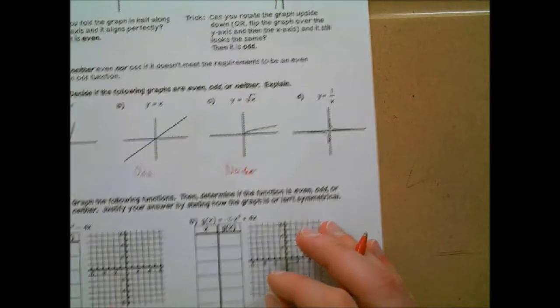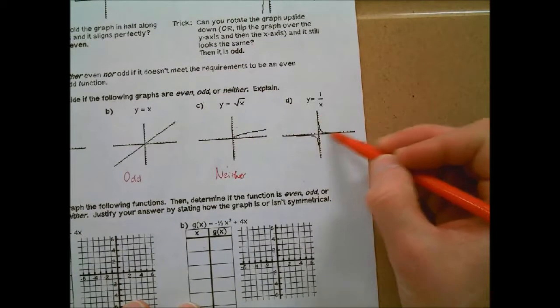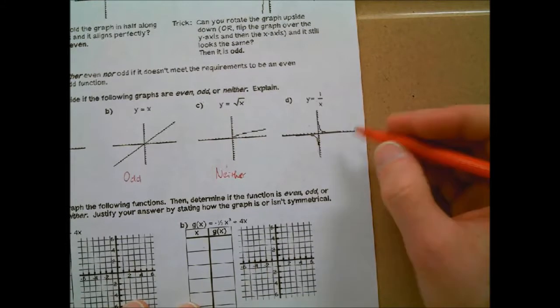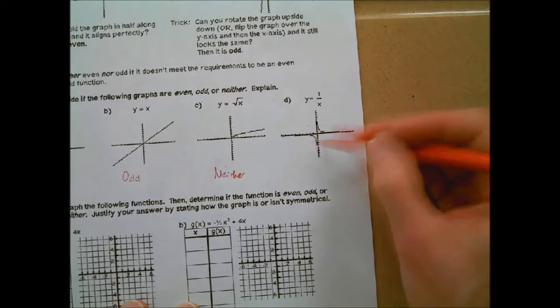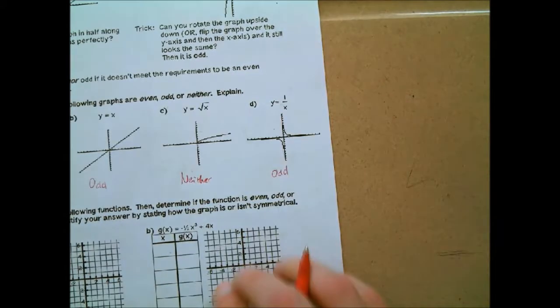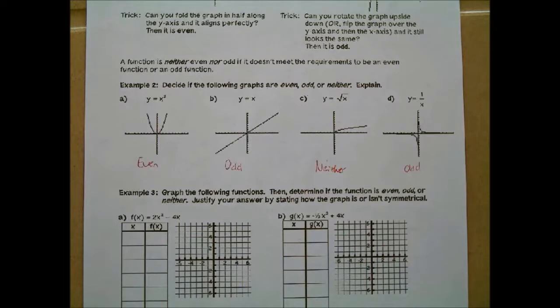All right. How about letter D? Is it even? If I folded this side over the y-axis, it would come over to here. Would that match up to anything? No. Okay, so it's not even. Is it odd? Can we rotate this thing 180 degrees and it would still match up? Yeah. Rotate 180 degrees. You can see there's still that piece right there. So yeah, this is odd. Okay, 1 over x is odd. Okay, so hopefully you got even, odd, neither, odd there. All right. Questions on any of that?